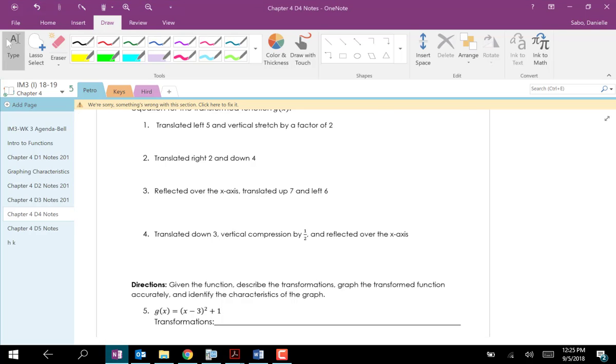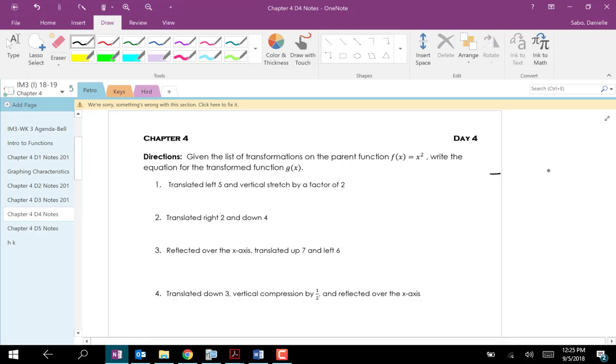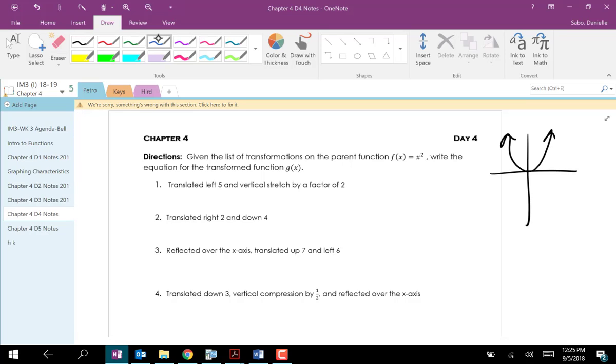Okay, so when we're talking about transformations, remember what transformations really mean. You don't have to write this down, but I'm just going to show you visually. This is what x squared looks like. When I say transformations, I want you to think, how are we manipulating this graph to make it look different?